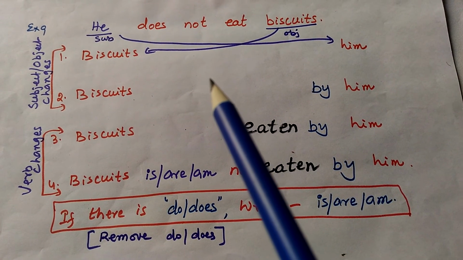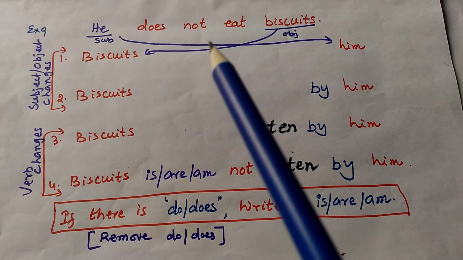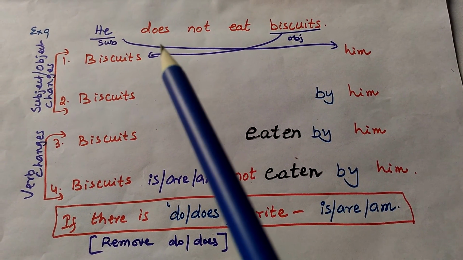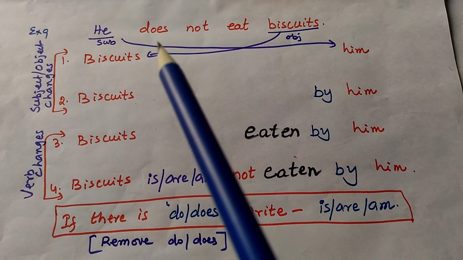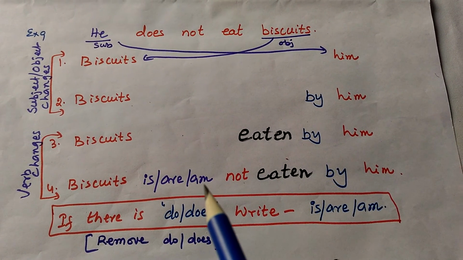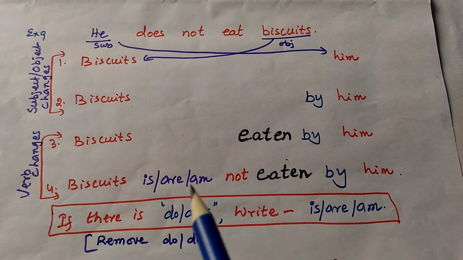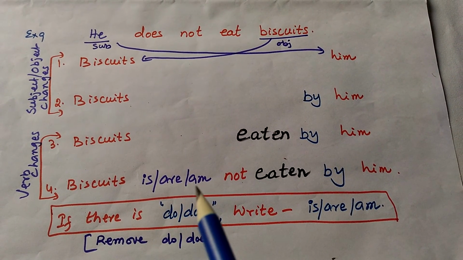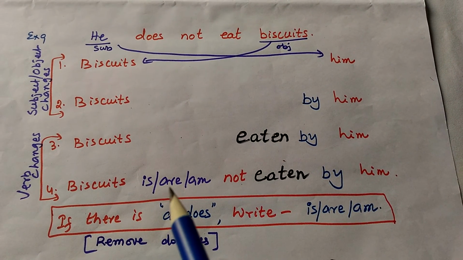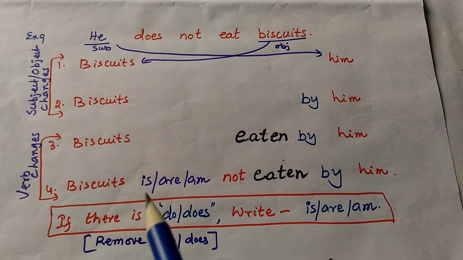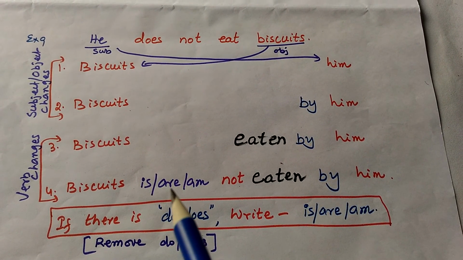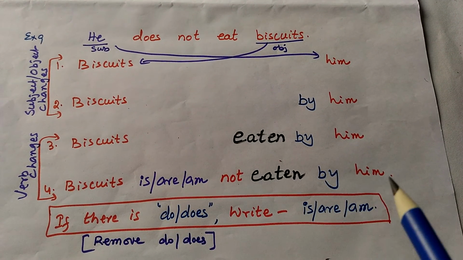And the fourth rule is adding an appropriate be form. Here the helping verb is does. So whenever we have do or does in the question sentence, we have to remove that, and in that place we have to write is, am, or are. So whenever we have written is, am, or are, we have to see which of these 3 forms agrees with the subject biscuits. So biscuits is a plural form, so are agrees with it. So we have to remove is and am. Then we get the answer. Biscuits are not eaten by him.